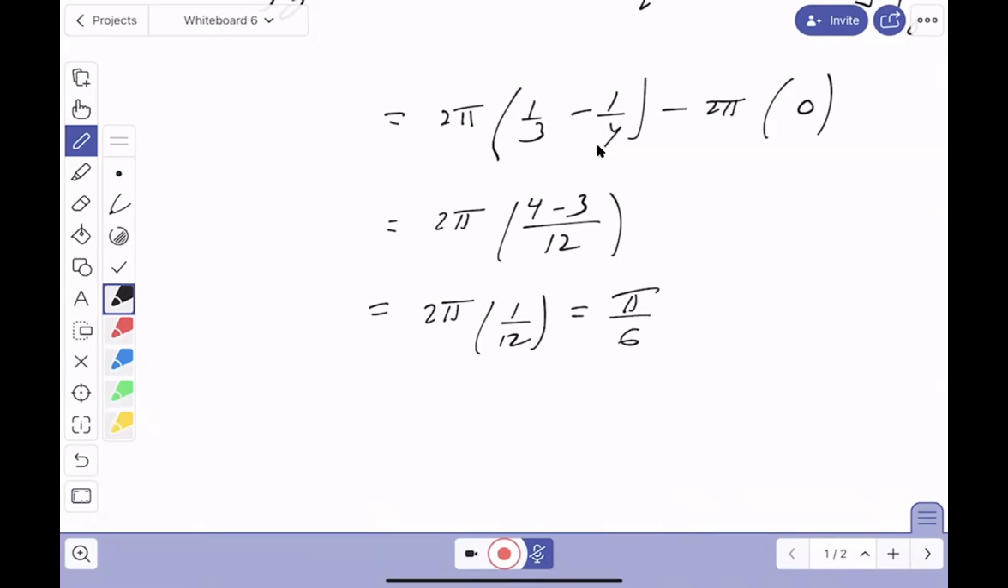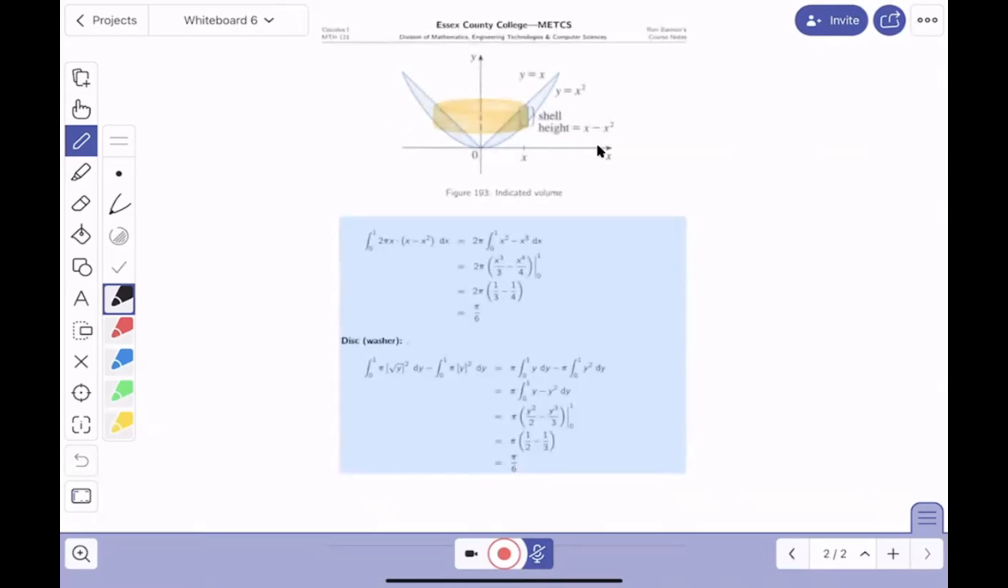And what's that going to be? Well, it's a volume. It's going to be cubic units. All right. Let's go to the next page and see how we did. Now, certainly I'm seeing the work over here. But they also said I could have done it by a disk method. By the way, this picture over here may be more helpful for you.